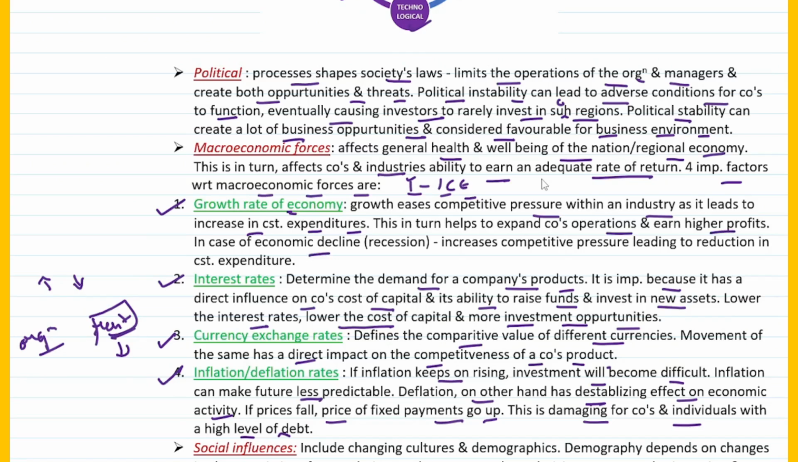In case of economic decline, or what we call a recession, that means there is no growth, there's a decline. In that case, it increases competitive pressure, leading to a reduction in customer expenditure. So it's absolutely vice versa of what we spoke right now. So how do you remember macroeconomic forces? You need to remember four important factors, what I call ICE. I stands for inflation or deflation rates, and the remaining three stand for interest rates, C for currency exchange rate, and finally the growth rate of the economy.